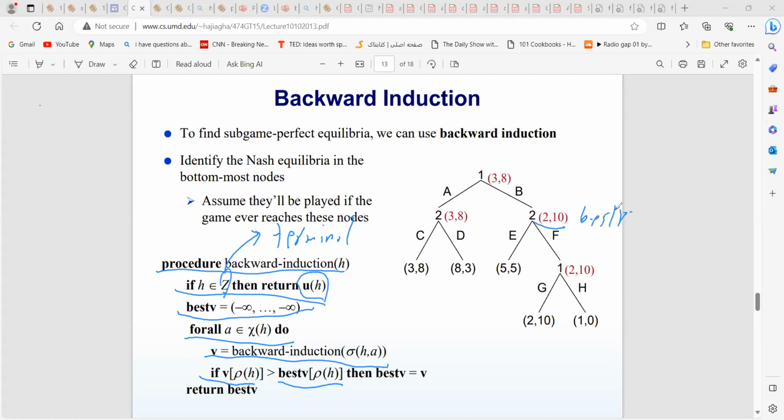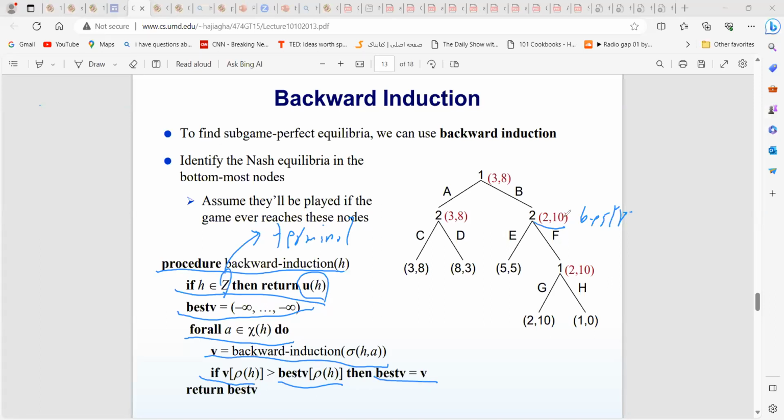So this is the whole utility that we are returning, because that's the one that we are deciding. Each of them returns the best utility. So if V of rho of H is greater than the best V, so if the utility that this agent gets at this particular node is more than the best one so far, just replace best V with this one, essentially.